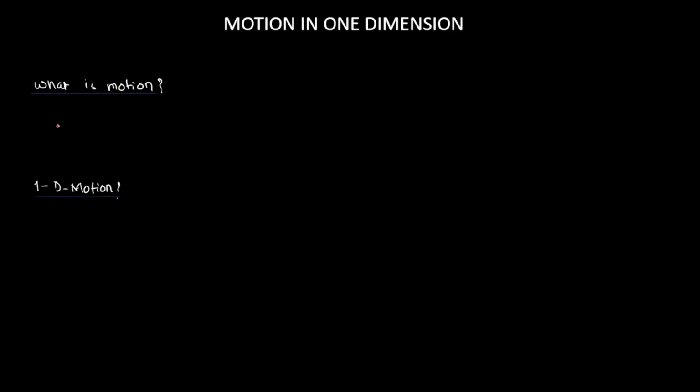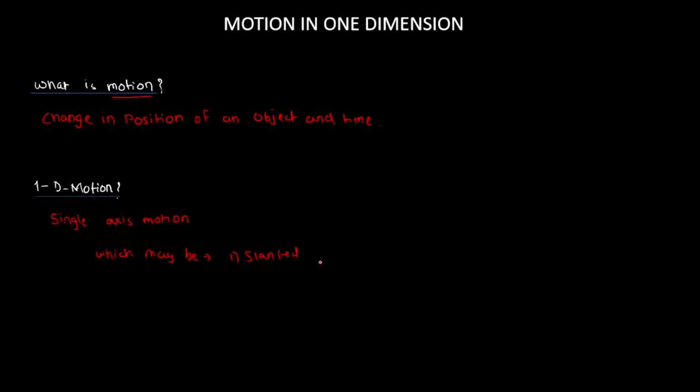Today we will study what is motion, what is the role of frame of reference, and the difference between distance and displacement. So, motion means change in position of an object with time. Another question that arises is: what is one-dimensional motion? When the object or a particle moves along a single axis, or simply, we can say motion along a straight line. Straight line motion may be slanted or along a horizontal axis.